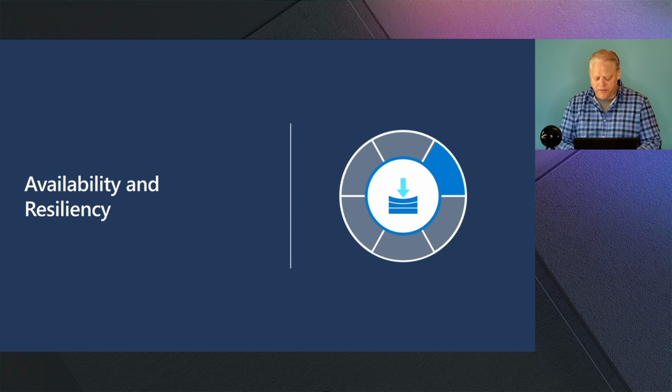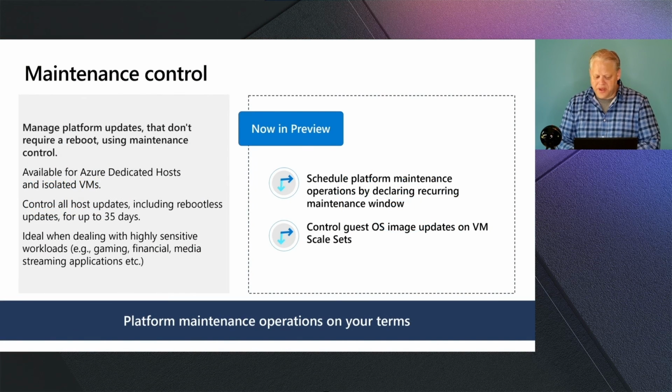Next, we want to talk about availability and resiliency. Maintenance control is functionality that is now available in preview. What this does is allow you, the customer, to have greater control of when we apply updates to the infrastructure that is running your virtual machines. We just talked about patching the guest operating system, but now we're talking about patching the software running those virtual machines. Normally, we do this following that safe deployment process I just mentioned, in a way to minimize any impact to customers.